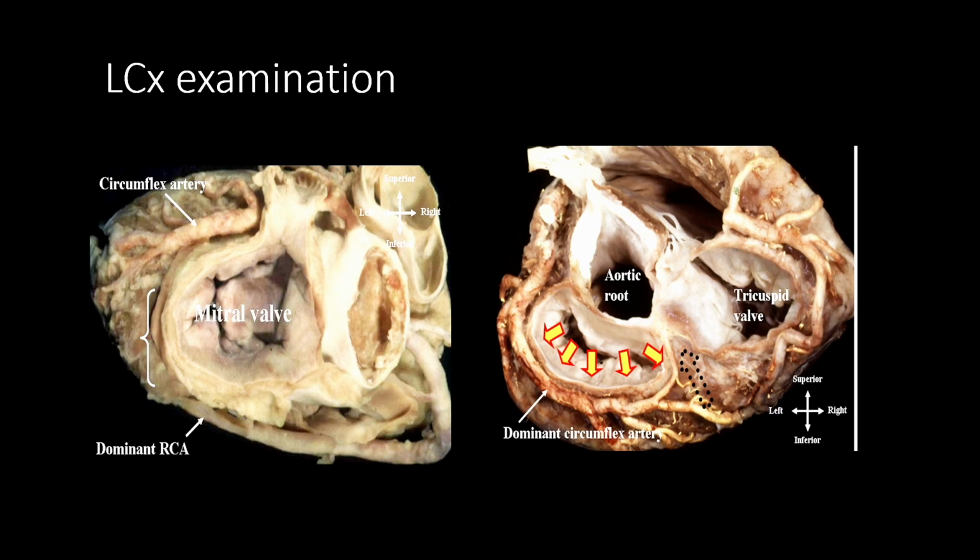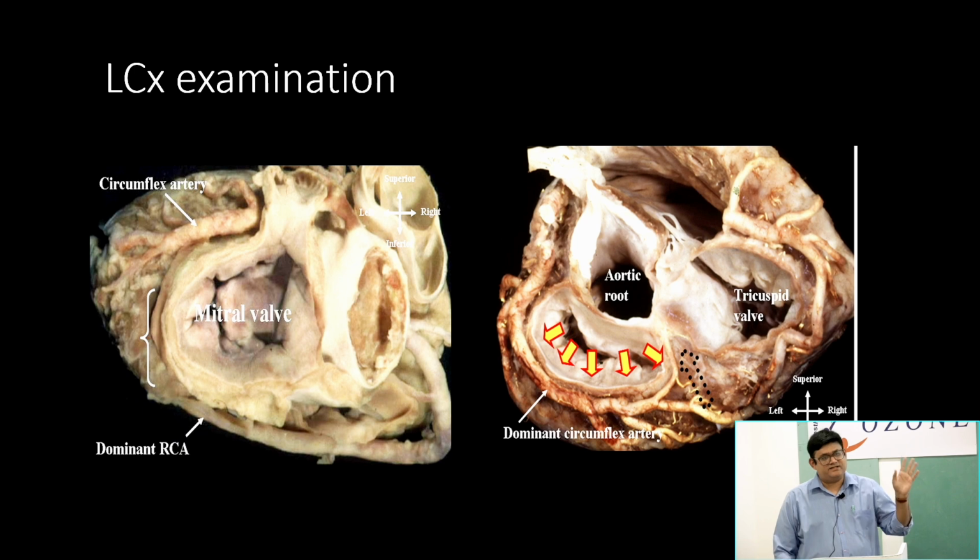LCx examination, that is your left circumflex. No discussion of your mitral is over if you don't discuss the left circumflex examination. As we know from the anatomy, the left circumflex artery, after its division from the left main, runs in the AV groove, and it is closest to the annulus in your P1 and P2 region, and this is the place where it is most prone to injury.